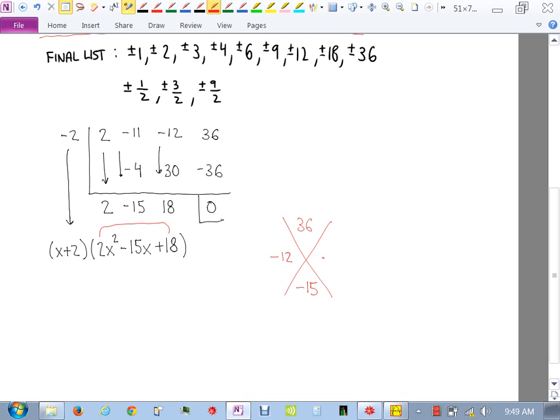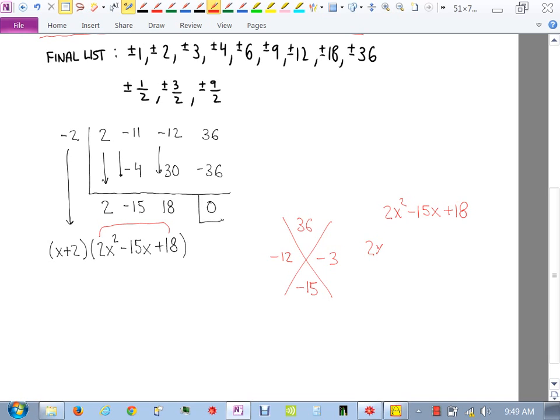Negative 12, negative 3. So again, that might take you some time to figure out, right? But that would be it. Now, I think I'll do my work on the side here. I'm showing this AC method, and I'm going to do the AC method with grouping.